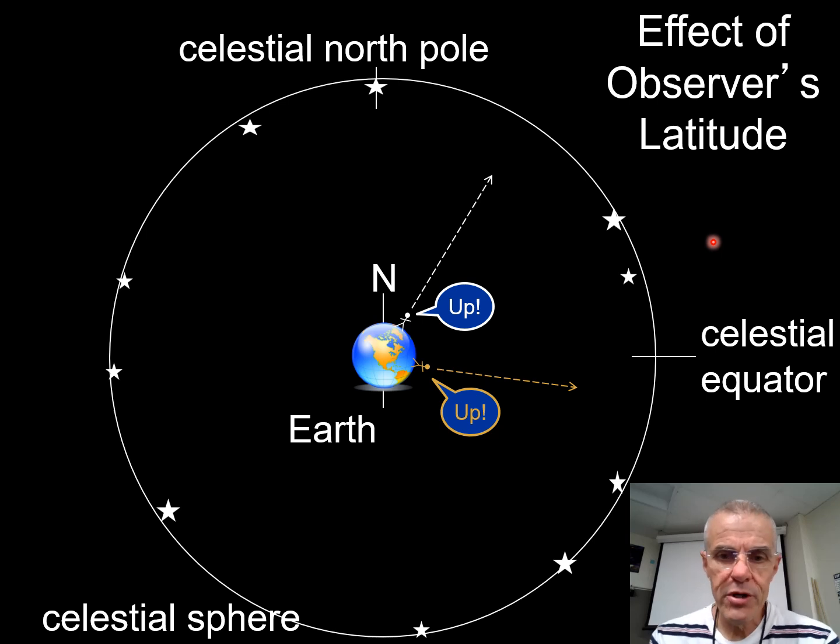Look at this diagram. The person in the northern hemisphere would have a better view of the north part of the celestial sphere. The person in the southern hemisphere would have a better view of the south part of the celestial sphere. So what exactly is the connection? Well, latitude connects to declination because they're essentially the same idea.